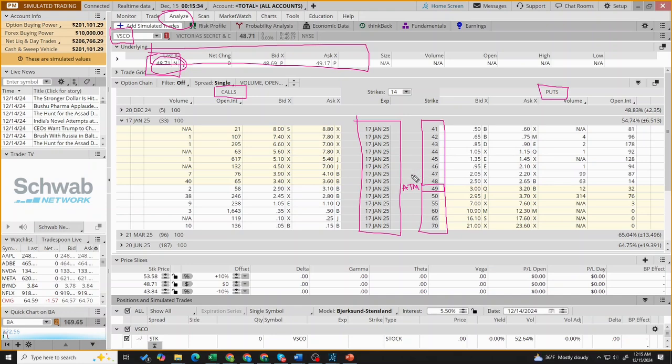Now, at the money's closest. What does in the money mean? In the money means it has intrinsic value. The option itself has value. So let's go to this round number one that is in the money. I have the right to buy VSCO, in this case for $45 a share. Is that beneficial? Well, yeah, I can sell it for $48.71. Buy it for $45, sell it for $48.71. That's great.